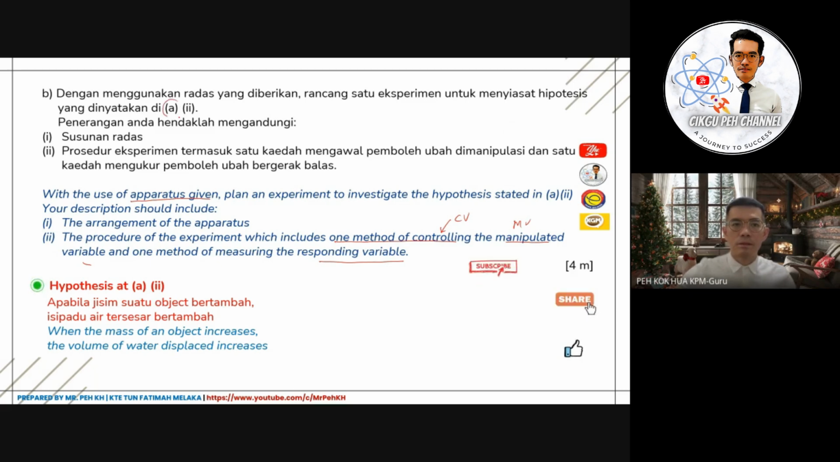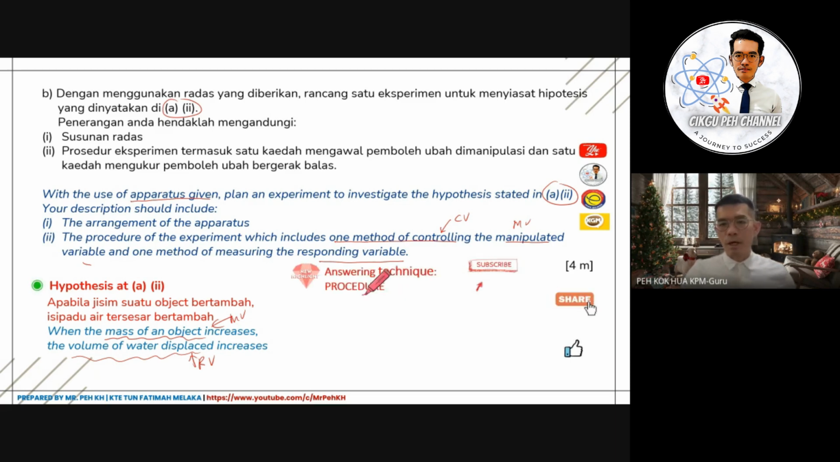B. Okay, so when the mass increases, the volume of water displaced increases. So here the MV will be the mass, and the RV will be the volume of water displaced.